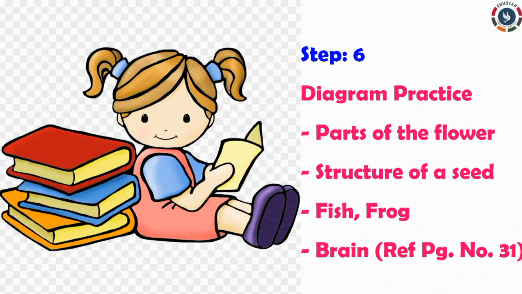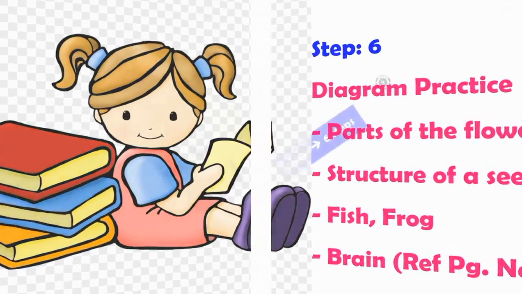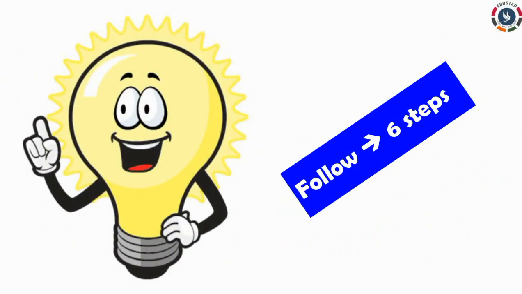Step 6. Diagram practice. Parts of the flower, structure of the seed, fish, frog and brain diagram. For the brain diagram, you have to refer to page number 31 in your book. Draw and practice this diagram. Any 2 diagrams will come. Dear children, if you are following these 6 steps properly, you can score good marks easily in your Term 1 examination.